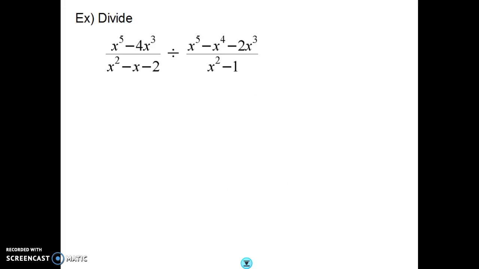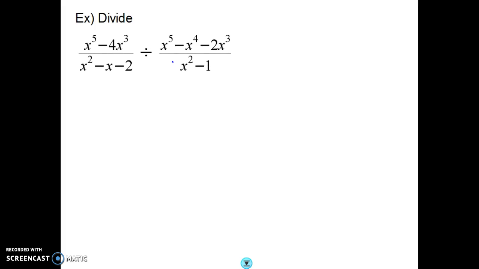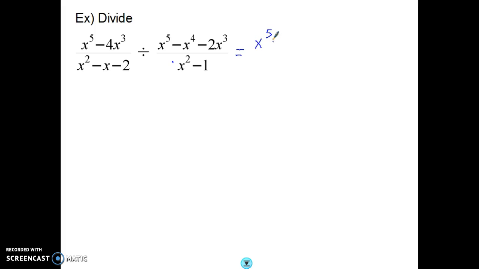Last one up. We're going to make this one messy. So again, it starts with division, which means we should rewrite this as a multiplication problem. I'm going to move this over a little bit so we have a little more space here. So again, we don't flip the first one, we flip the second one because that's what we're dividing by. So I'm just going to rewrite that first term again. And then we're going to do multiplication by the reciprocal, which is x squared minus 1 over x to the 5th minus x to the 4th minus 2x cubed.